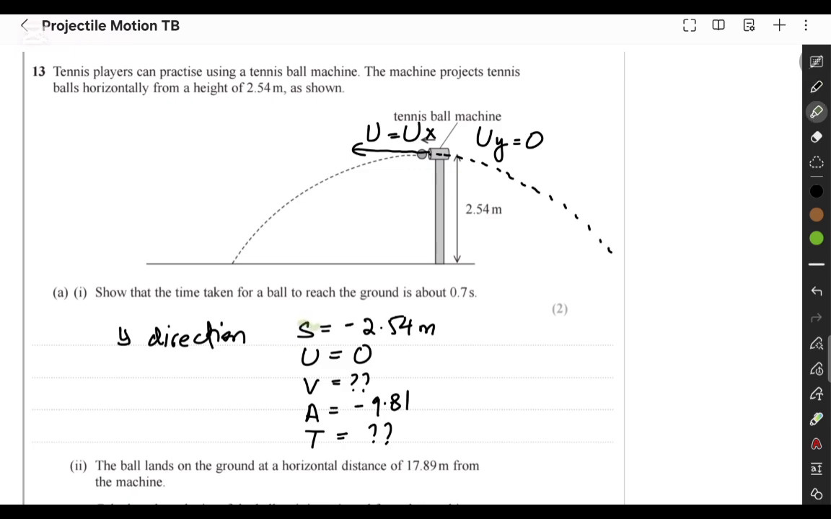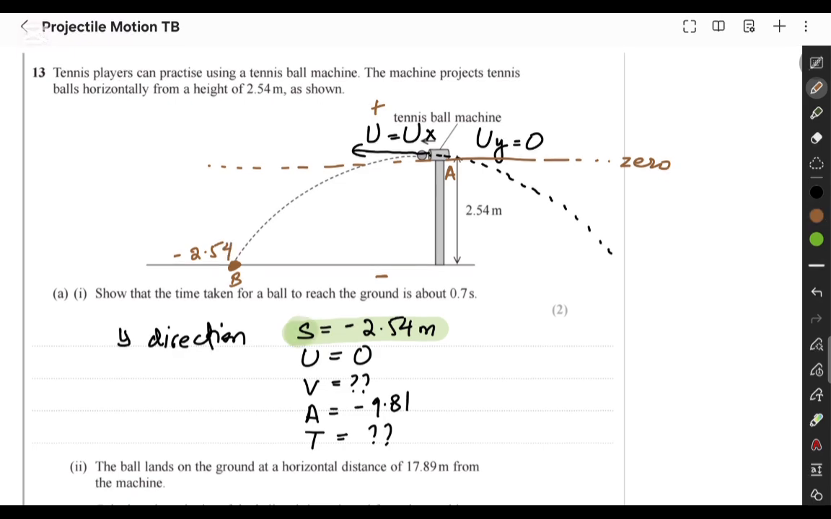Okay, let's talk about this now. This is going to be my reference level. Basically, the reference level is like my 0. So initially my displacement is 0. I'm going to take down as negative and up as positive. Let's call this point A and this point B. So when I reach B, my displacement is going to be minus 2.54.